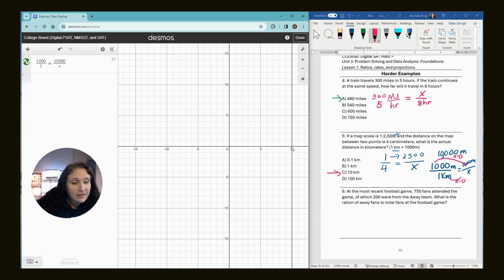All right, at the most recent football game, 750 fans attended the game, of which 200 were from the away team. So we have 750 total fans, and of those fans, 200 were the away team. What is the ratio of away fans to total fans? So we don't need to subtract to find out how many were from the home team. It just wants away to total. So we have 200 away and we have 750 total.